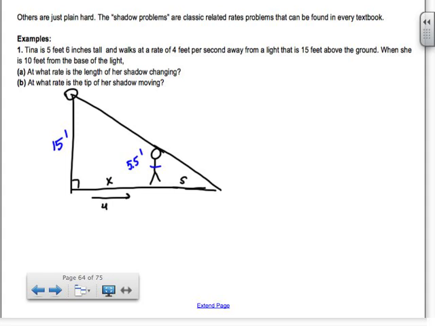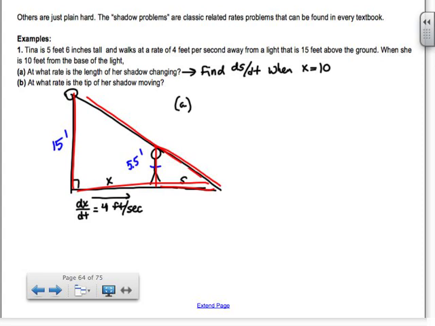Okay, I'm going to call x, that's the rate of change that she's walking away from the light. So she's moving at a rate of 4 feet per second. So dx over dt. And that distance from the light is getting bigger, so it's positive. Okay, so we want to know what ds over dt is. So A is find ds over dt. And we want to know what that is when she's 10 feet from the base of the light, so when x equals 10.